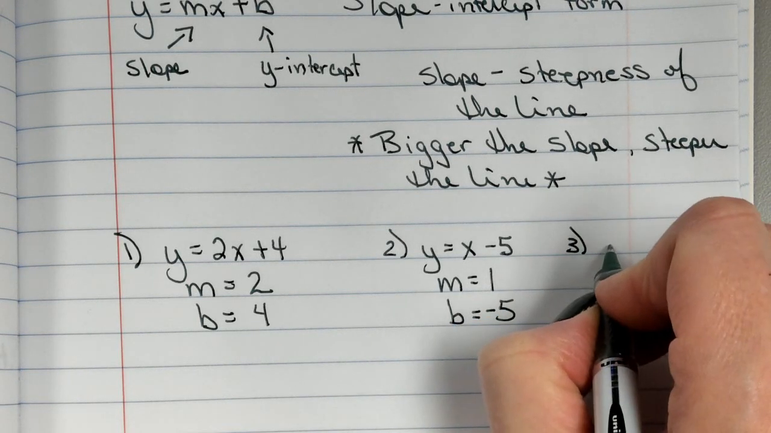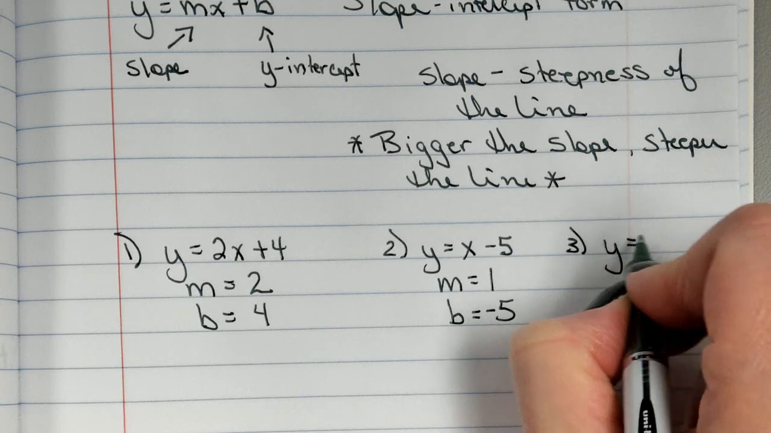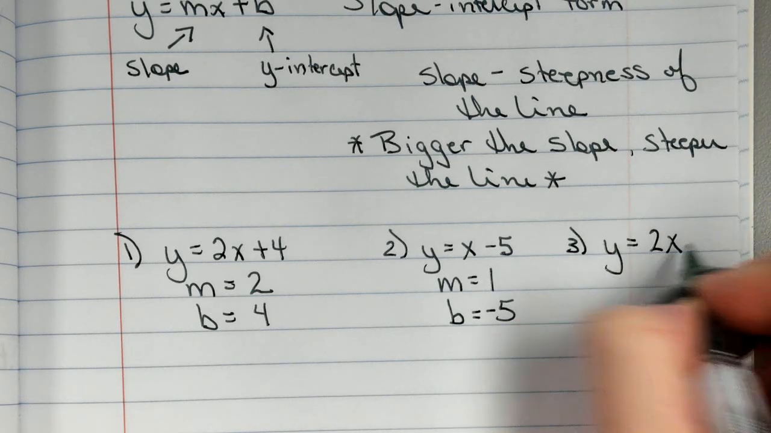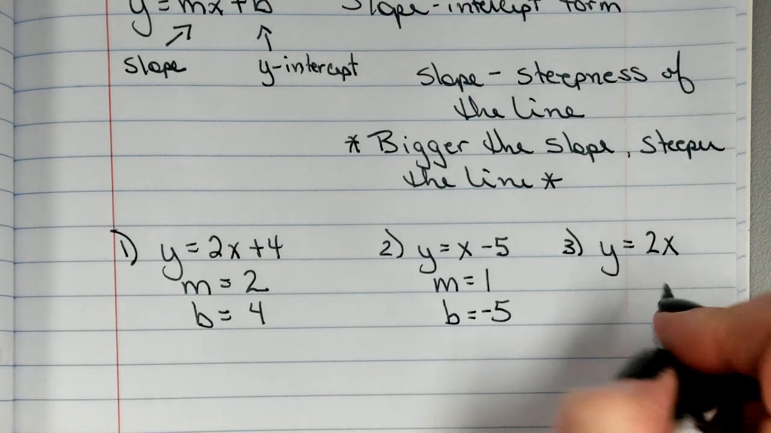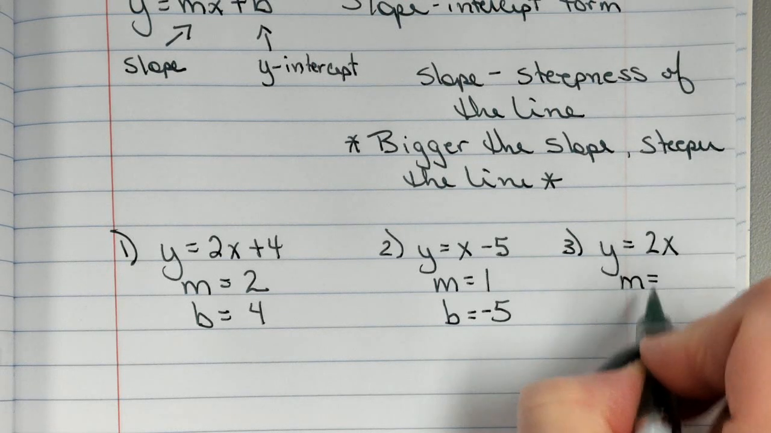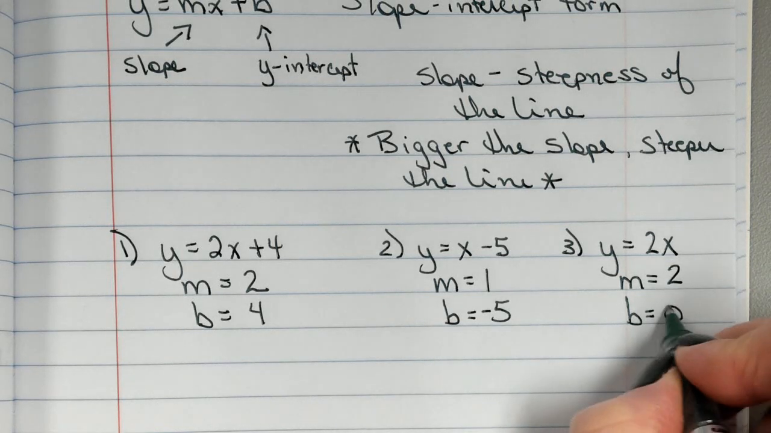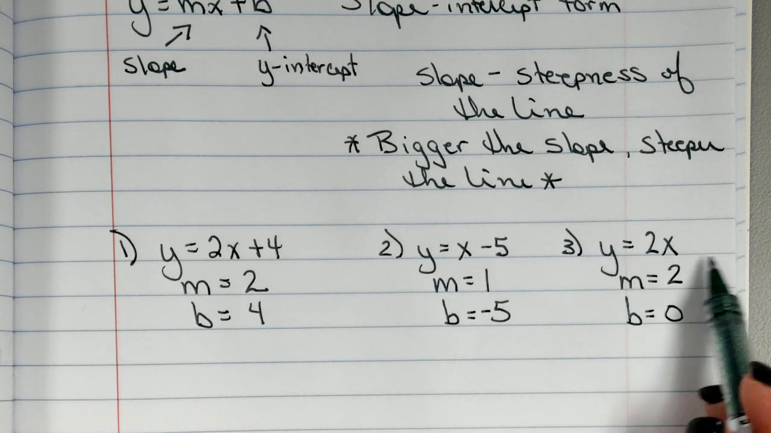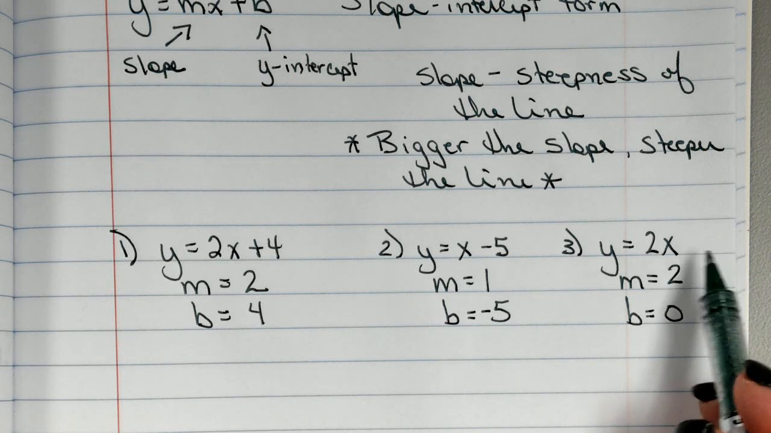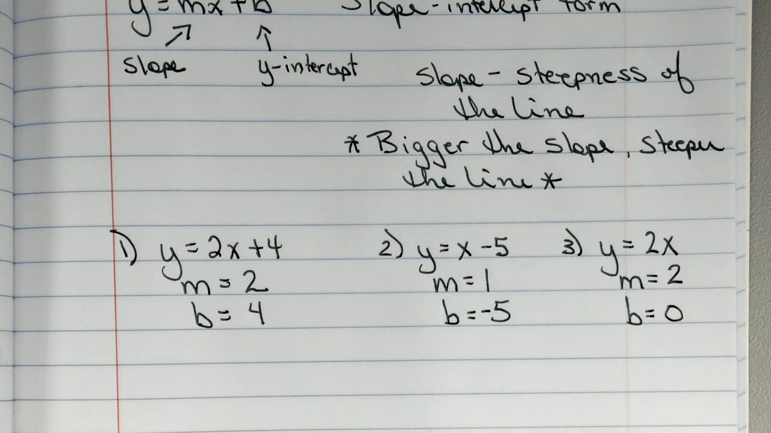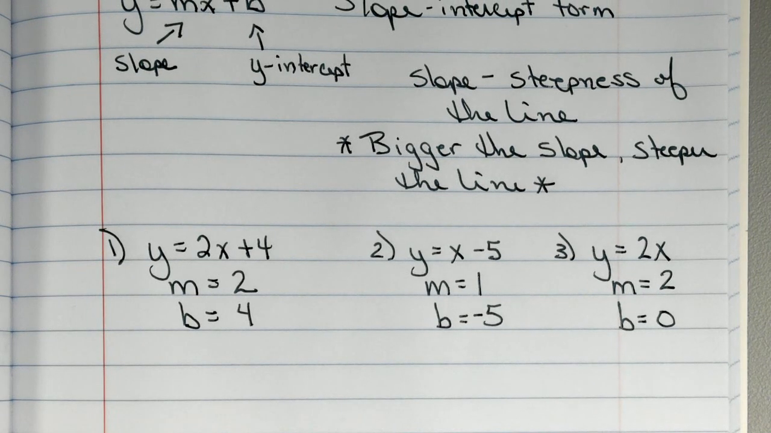Let me give you just a couple more. What if I had y equals 2x? What's my m? 2. What's my b? 0. There's no plus 1. It's just 2x. So that means that line would go through the origin, so 0 would be its y-intercept.